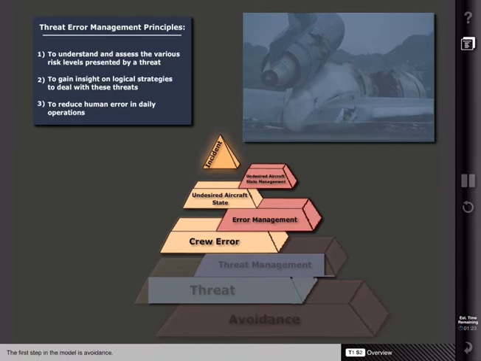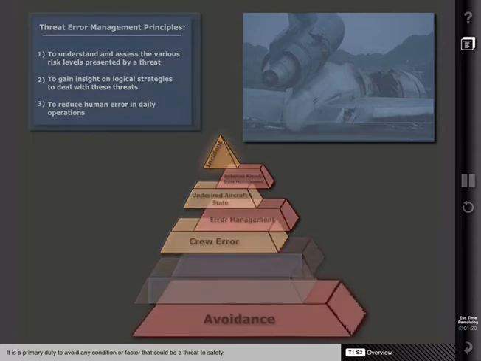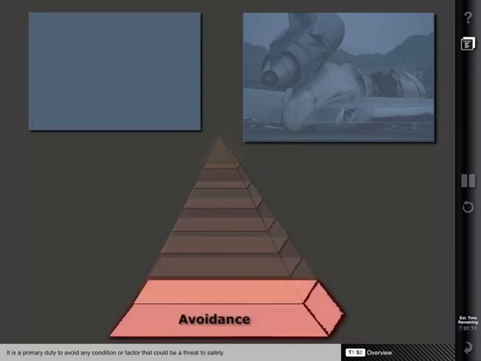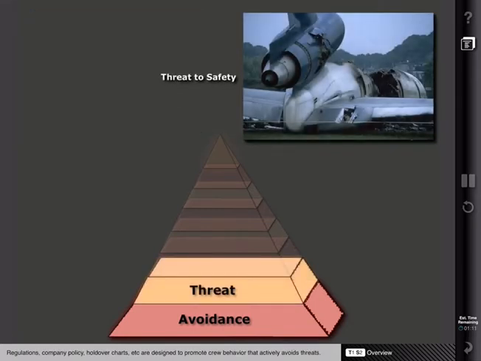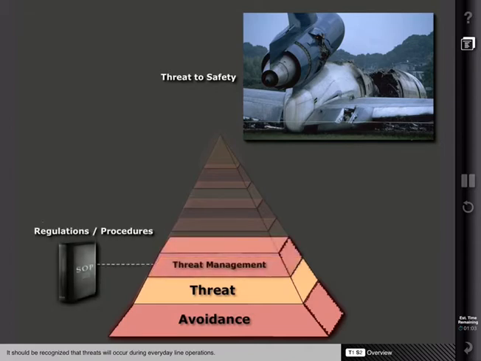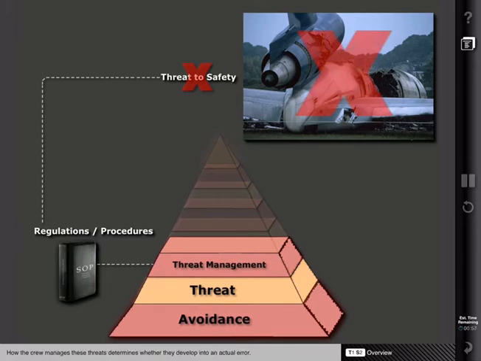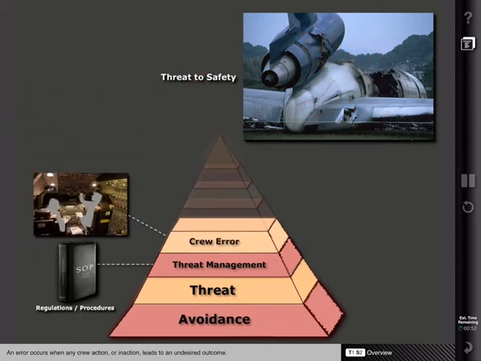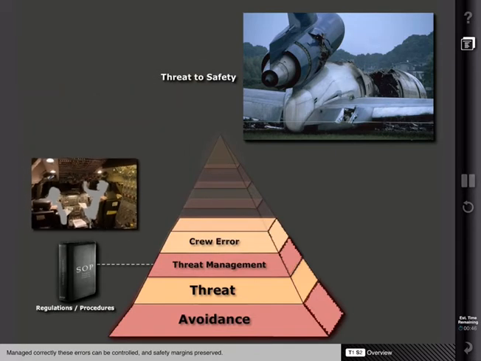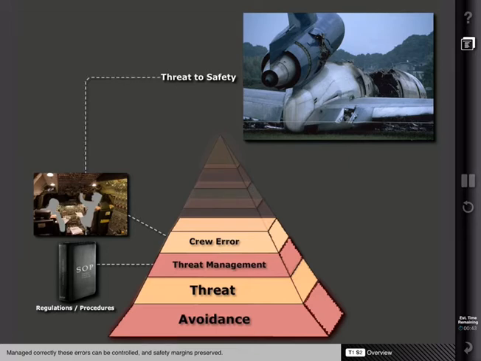The first step in the model is avoidance. It is a primary duty to avoid any condition or factor that could be a threat to safety. Regulations, company policy, holdover charts, and so on are designed to promote crew behavior that actively avoids threats. It should be recognized that threats will occur during everyday line operations. How the crew manages these threats determines whether they develop into an actual error. An error occurs when any crew action or inaction leads to an undesired outcome. Managed correctly, these errors can be controlled and safety margins preserved.